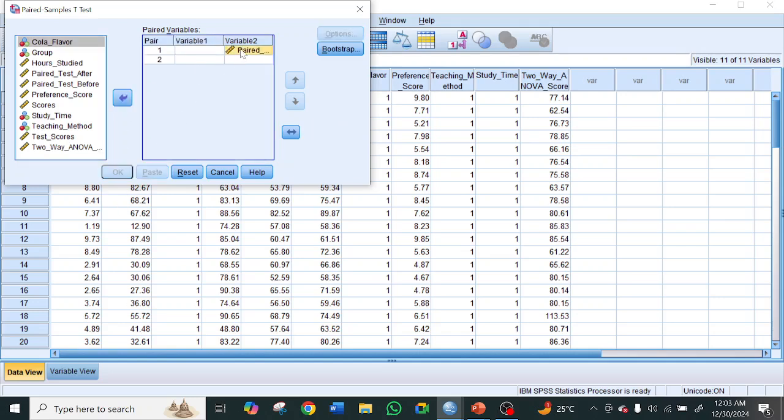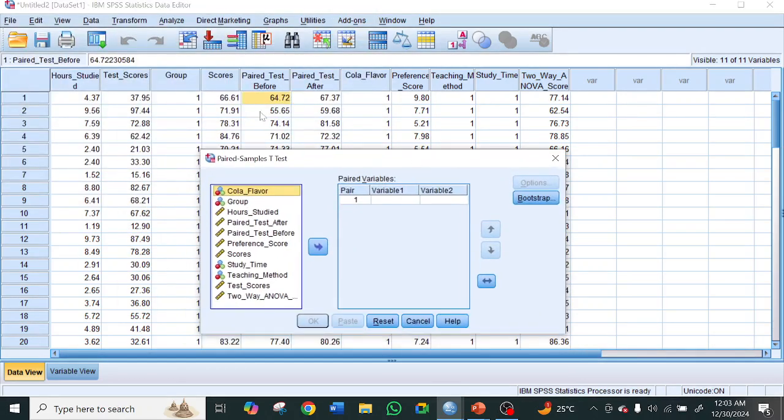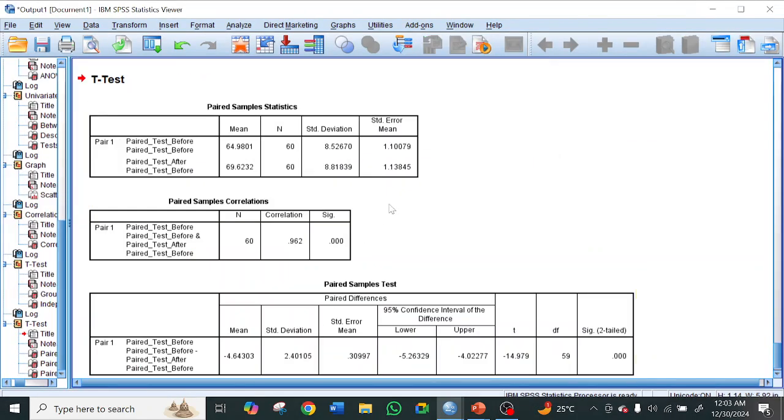Oh, I'm sorry, I still have something that I've been doing before. So we'll come here. So what am I pairing? I'm pairing test before and test after. So I'll come here, Pair 1, test before, test after. So that's the pair we're working with. This one is straightforward. Just click our OK button to see what we're going to have.